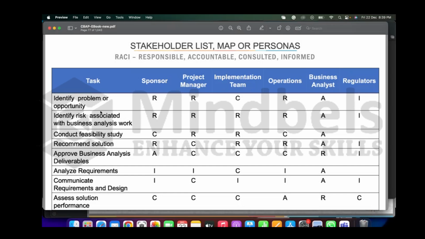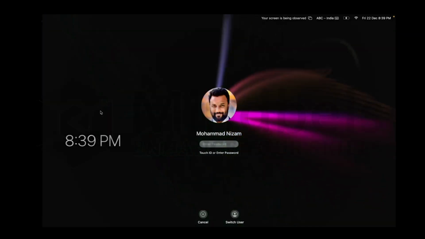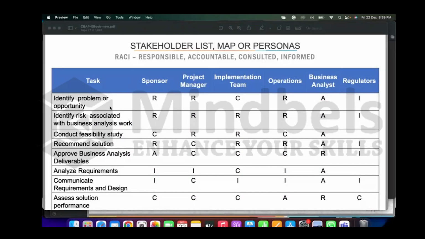Regulators, they're just informed. They don't have to do anything. FYI type, for your information. They just should know what is happening. Whether or not they're involved in the tool, technology, or problem, they need to be informed of each and everything.